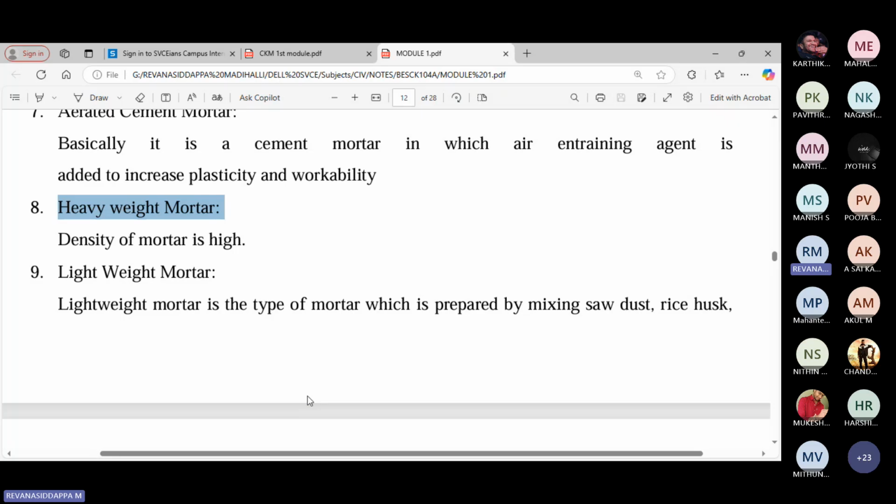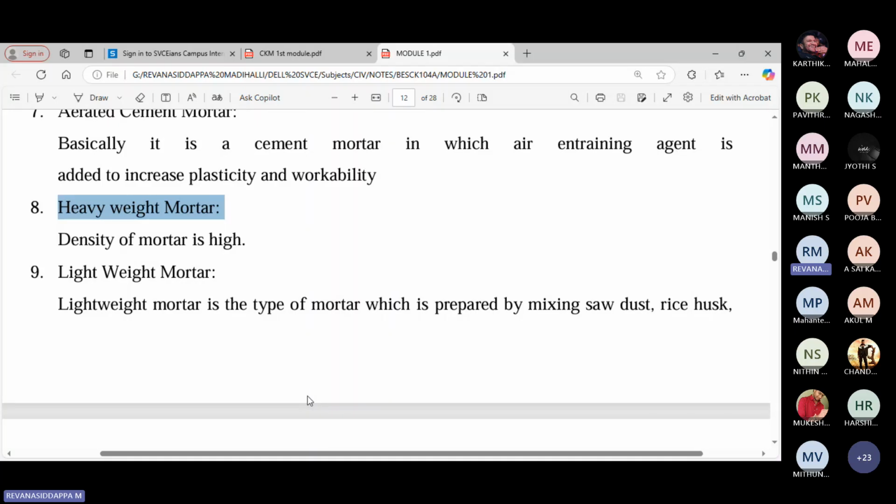This lightweight mortar is achieved by using sawdust or rice husk ash. So the sand will be replaced by these materials. These materials have very low density, and lesser weight compared to our normal M sand or river sand. If you replace the M sand or river sand by sawdust or rice husk ash, we will be able to achieve the lightweight mortar.